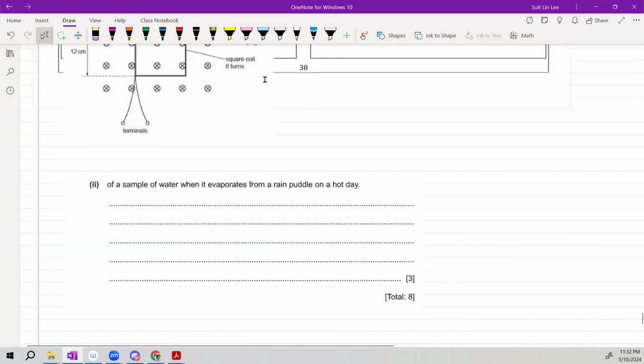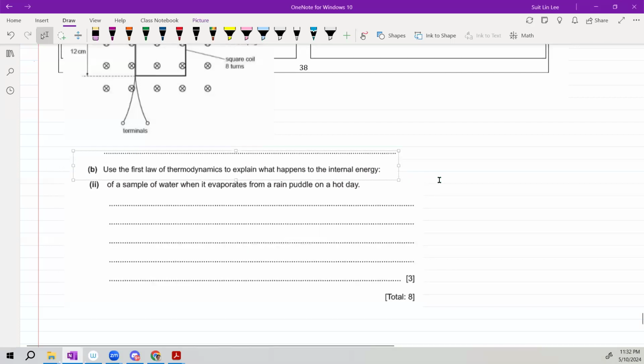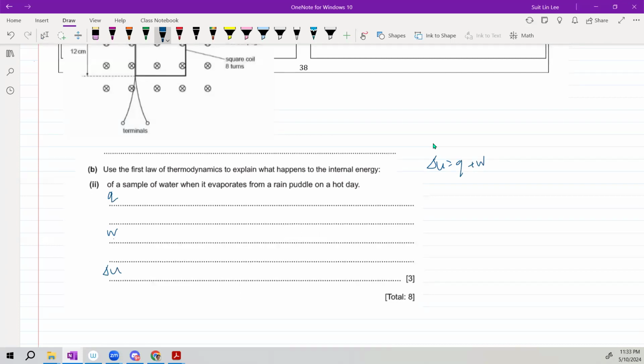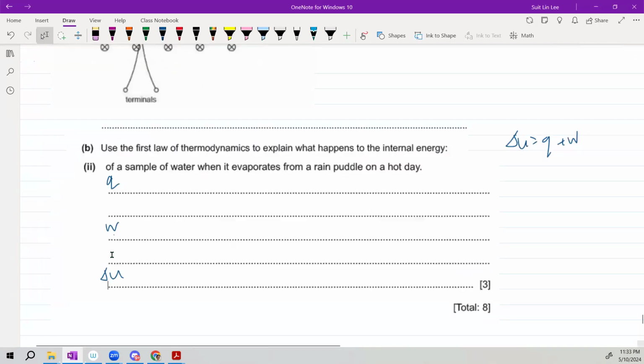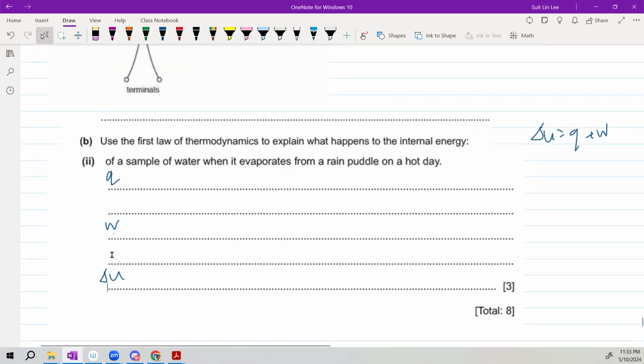Use the first law of thermodynamics to explain what happens to the internal energy. This is basically the question. This one needs a bit of thinking. As usual, like all explanation questions, still going to write a statement about delta U. Oh no, don't talk about delta U first. Delta U is Q plus W. Write a statement about Q, write a statement about W, then make a conclusion about delta U. Okay, what do I know about all these three first?